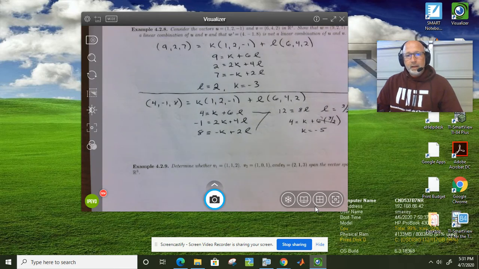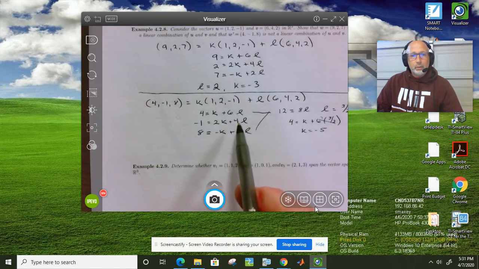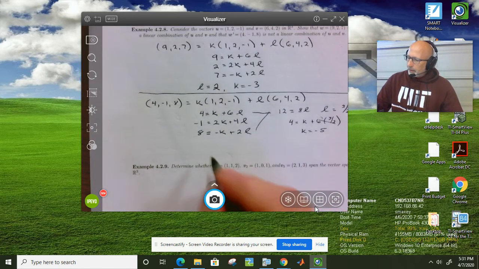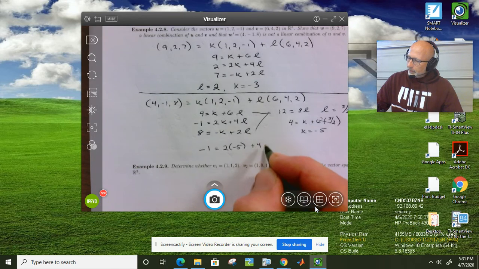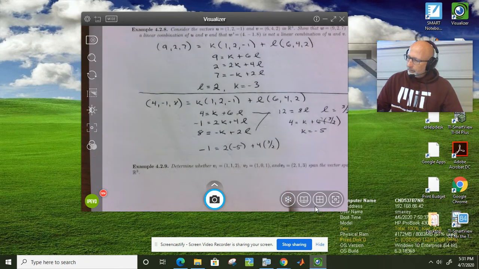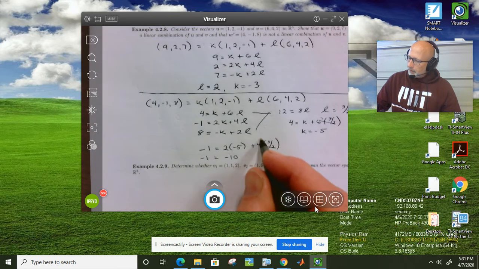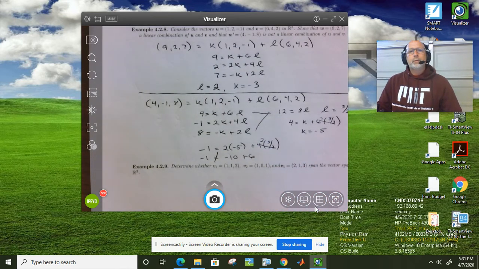Now, if it spans it, when I plug it back into this middle equation, it should actually work. So plugging back in the values, I have -1 is equal to 2 times k, which is -5, plus 4 times L, which is 3 halves. So I have -1 is equal to -10. This is a 2, so plus 6. Clearly, those are not equal to each other, so it doesn't span it. Okay?